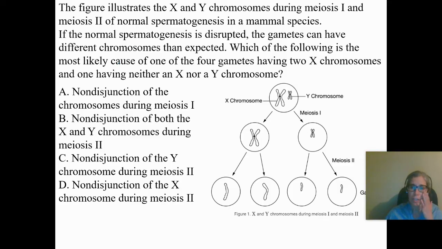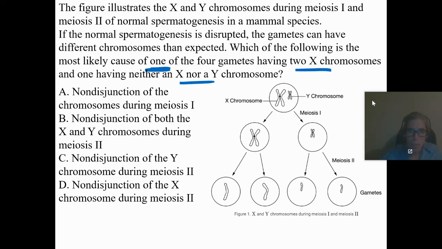Okay, so here's just an example of an AP question that you might get. This figure illustrates the X and Y chromosomes during meiosis 1 and meiosis 2 of normal spermatogenesis in a mammal species. If the normal spermatogenesis is disrupted, the gametes can have different chromosomes than expected. Which of the following is the most likely cause of one of the 4 gametes having 2 X chromosomes and one having neither an X or a Y?